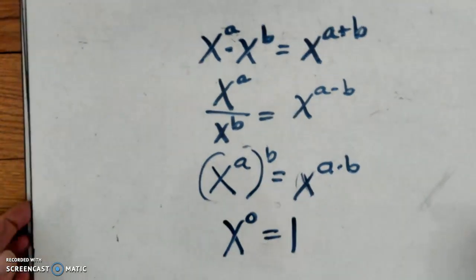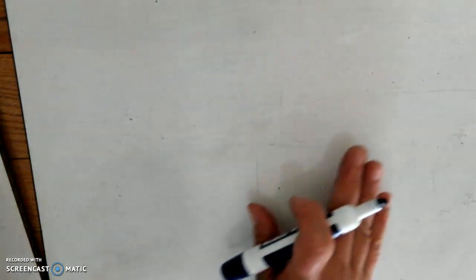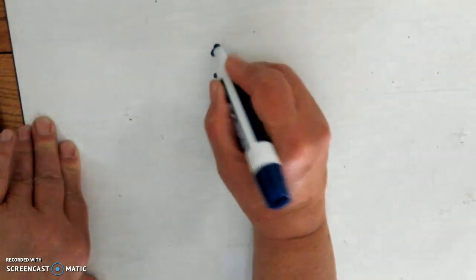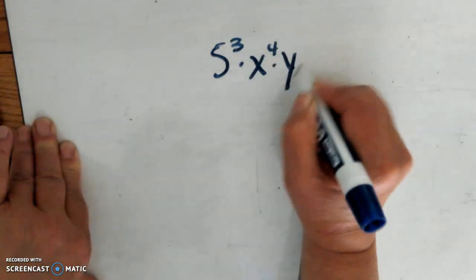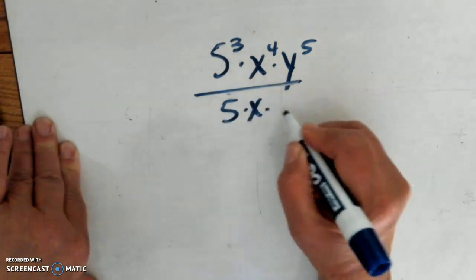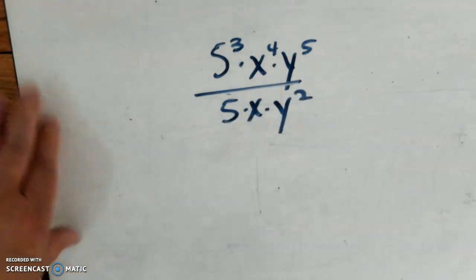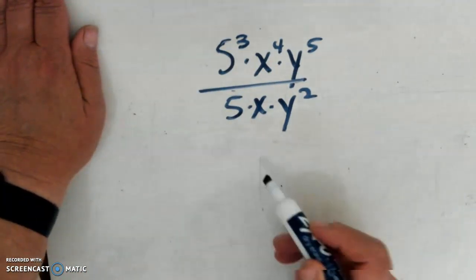One real quick example that I want to go through that I saw the other day on one of the assignments that a lot of people got wrong was this one right here, where we have 5 to the 3rd power times x to the 4th power times y to the 5th power, all over 5 times x times y squared. You need to be careful. That's why we talked about bases. The only thing being squared on the bottom is the y.